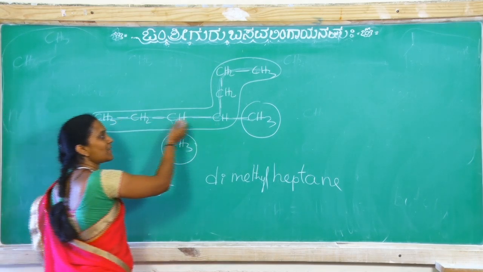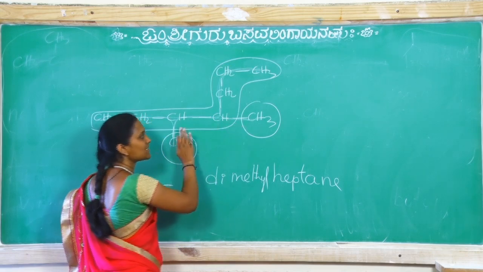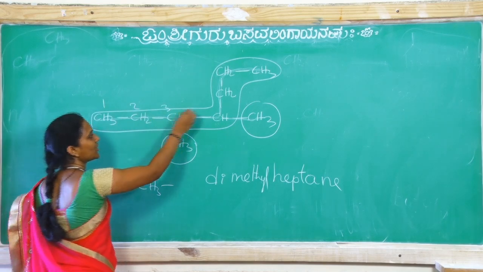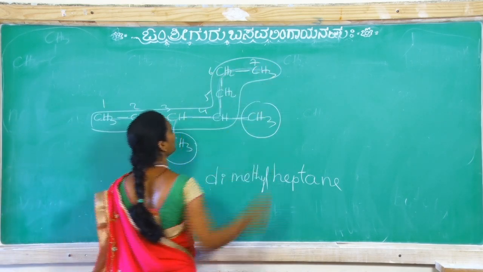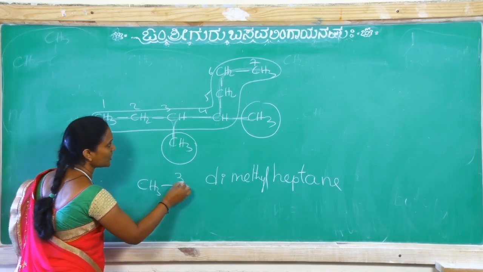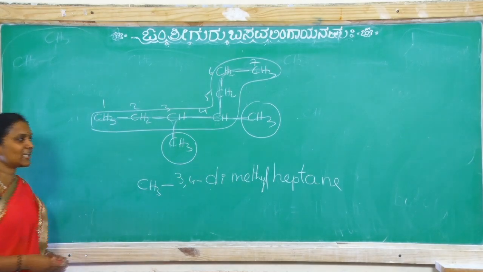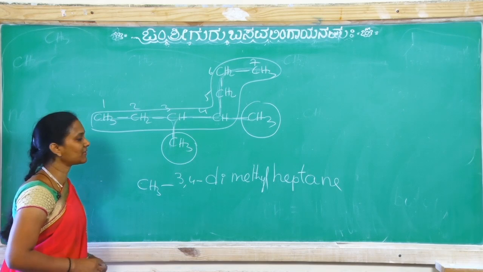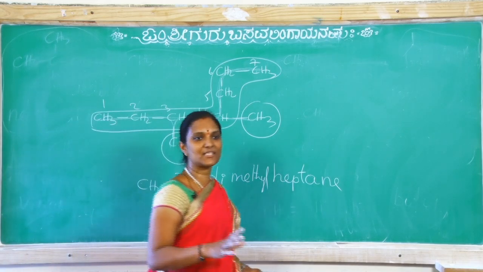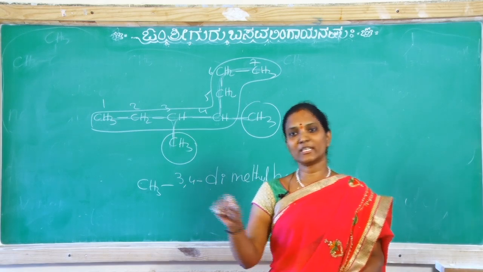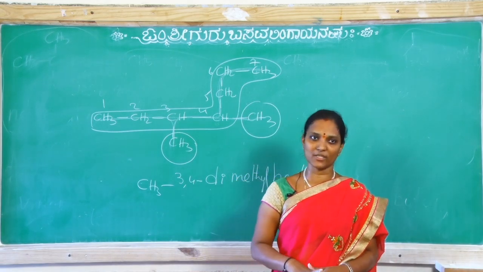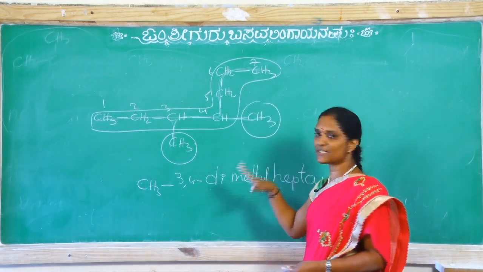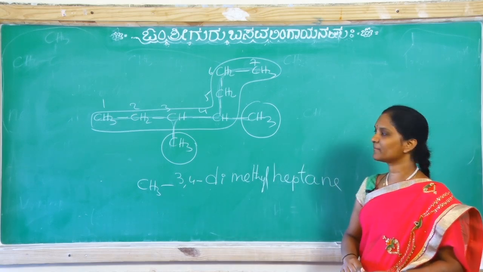We can give numbers from this side or this side also. That must give the least sum. Then which is correct? This side. 1, 2, 3, 4, 5, 6, 7. So what is the name of this one? Third position, fourth position, 2 methyl groups. So 3,4-dimethyl heptane. Okay. So the name of the compound is 3,4-dimethyl heptane. Branches are given, first we should select the parent chain, give numbers to the parent chain, and check what the branches are. And we have to take the least sum of the branches. Numbering from that side or this side, same rules. Just select the least sum.